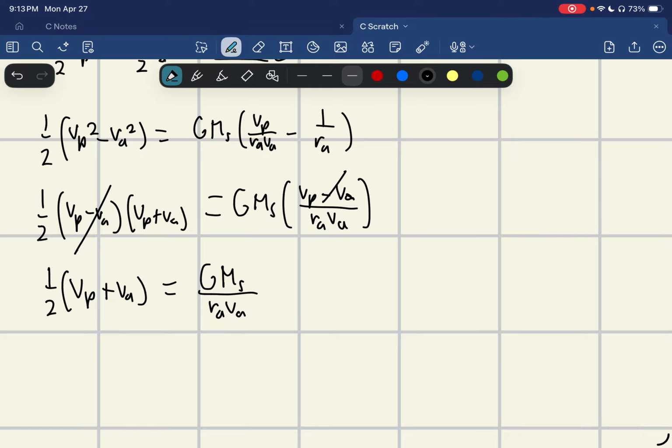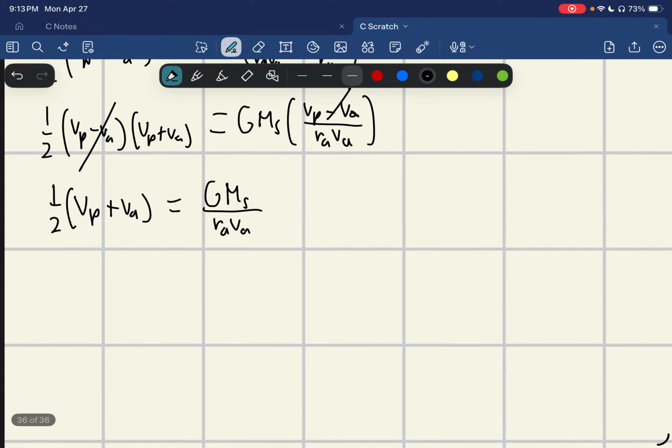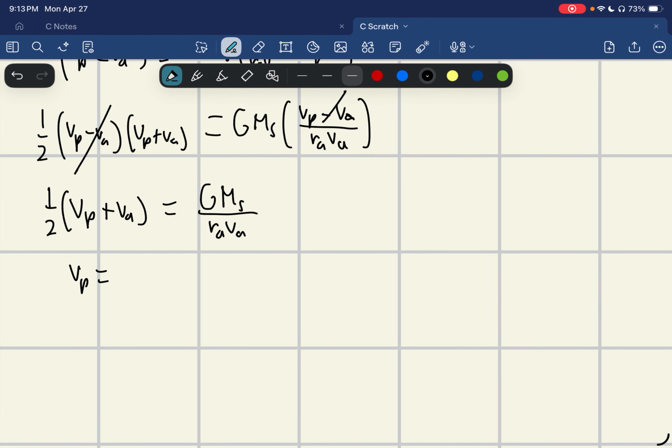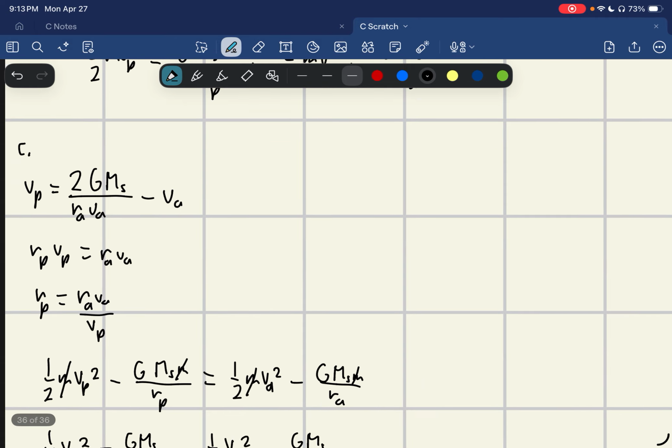And here I'll just isolate for VP. So I'll multiply by 2 and minus VA. So VP is equal to 2 GMS all over RA VA minus VA, proving the function it wanted. Right, that was part C.